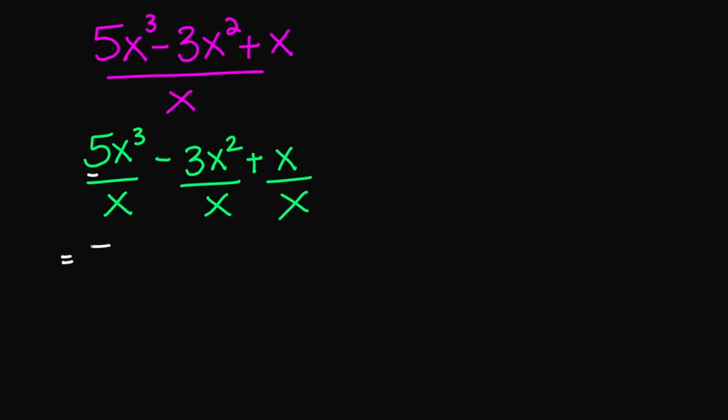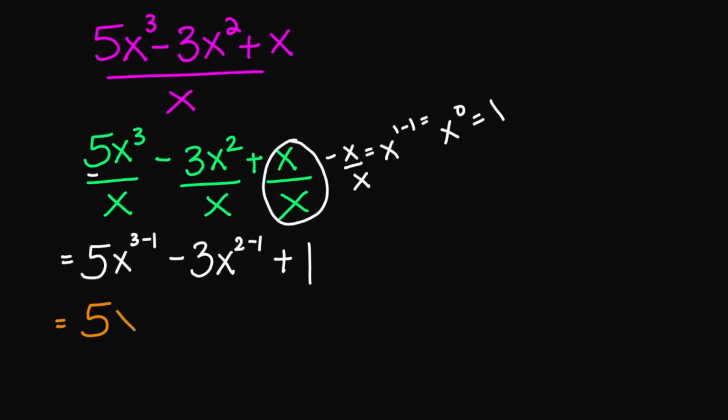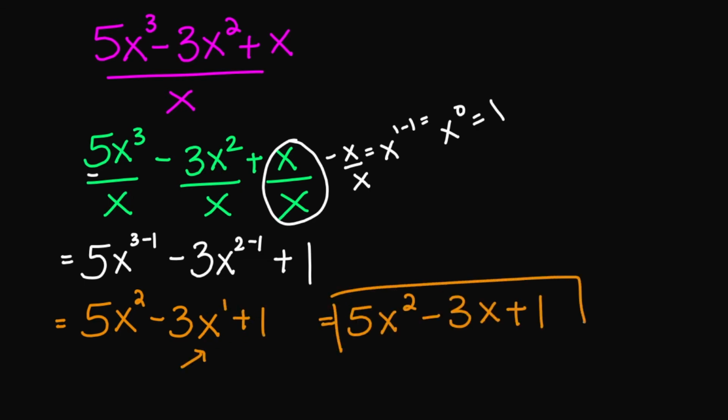This is going to equal 5 divided by 1, which is 5. x cubed divided by x is going to turn into x to the 3 minus 1, minus 3x to the 2 minus 1, and then you're going to get a positive 1 here. So now we have 5x squared minus 3x to the first power plus 1. And this is your final answer.